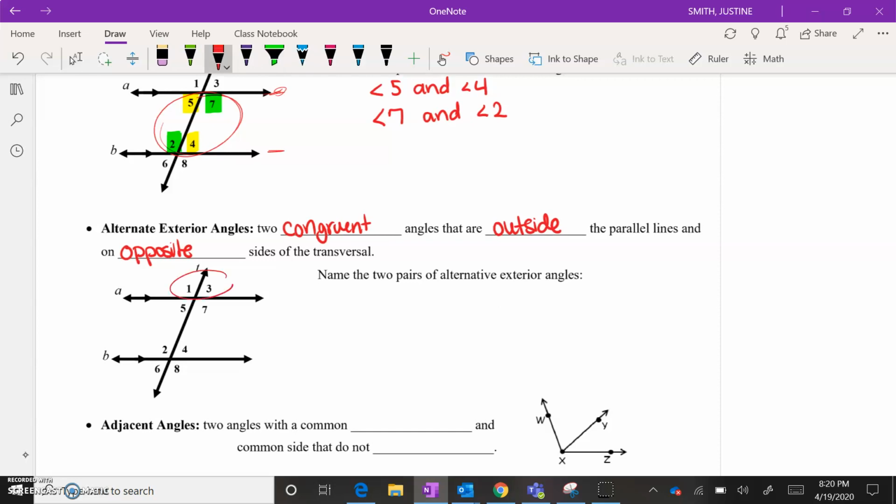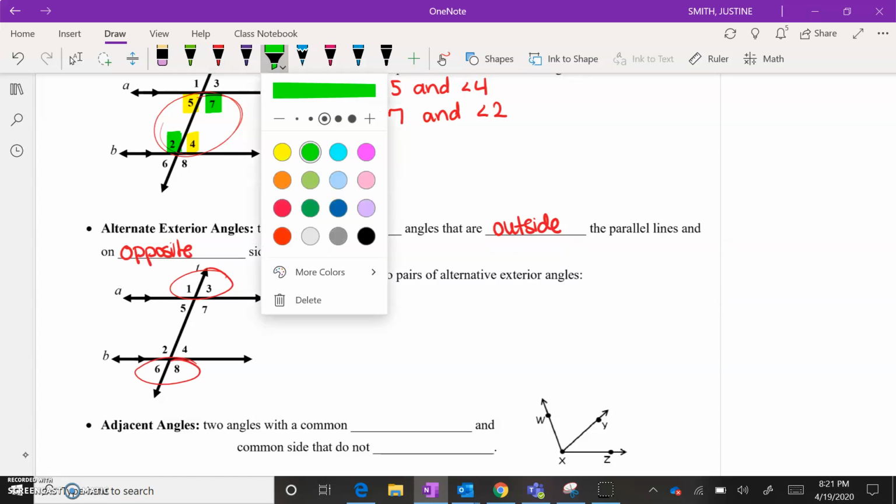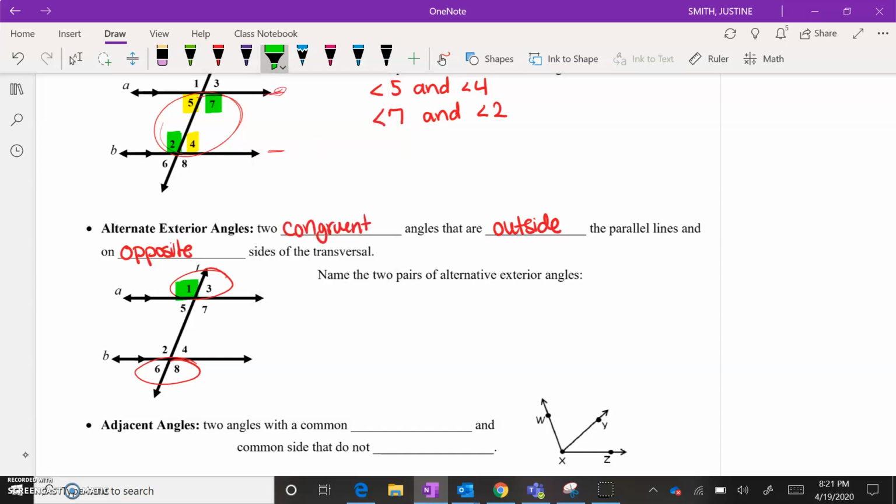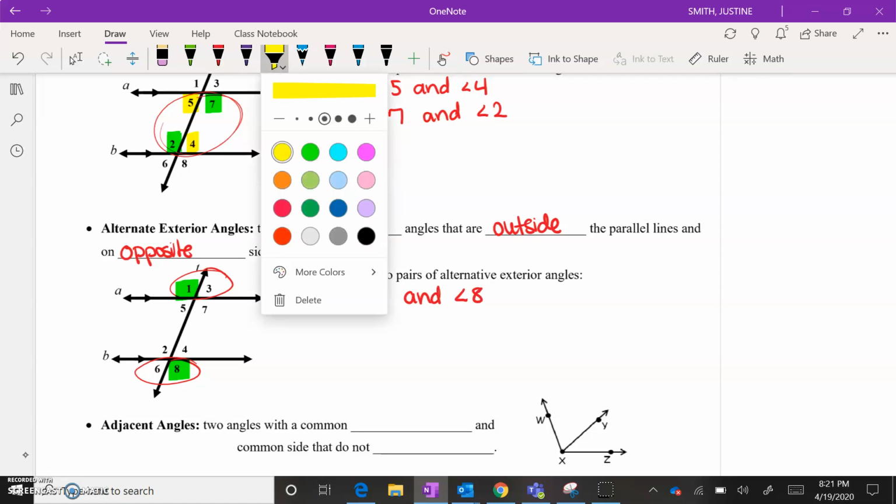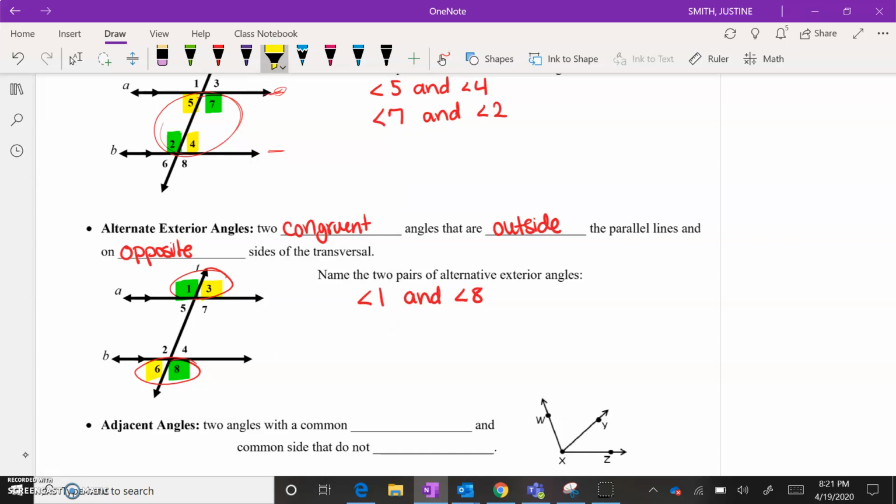Okay, so if we look at the angles that are outside of the parallel lines, we would be looking at 1, 3, 6, 8. So we want the angles that are on opposite sides of the transversal. So angle 1 and angle 8 would be a pair of alternate exterior angles. Okay, and then we would also have angle 3 and angle 6.